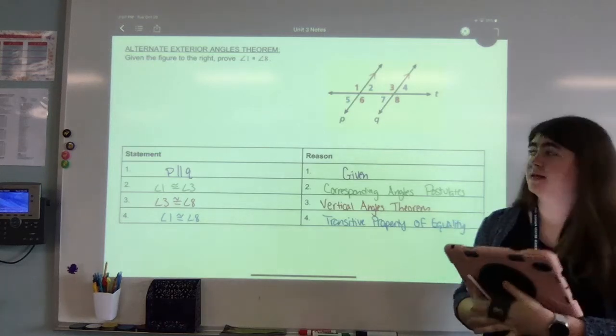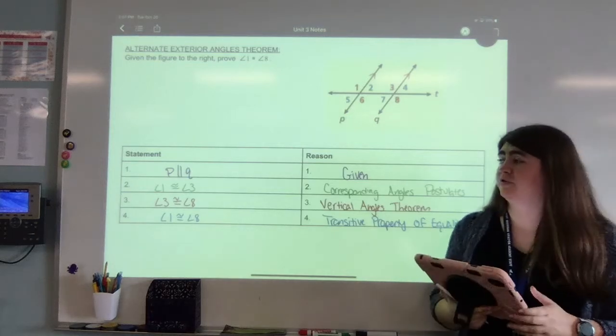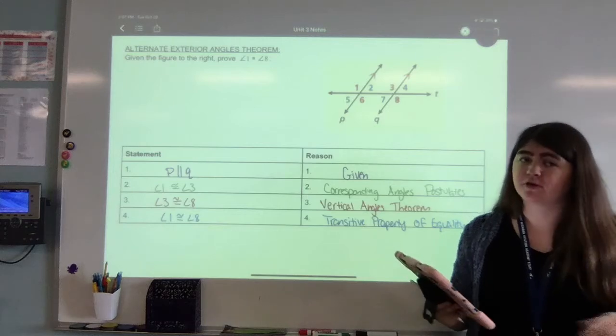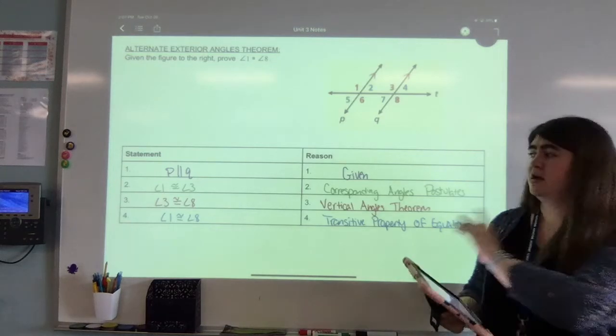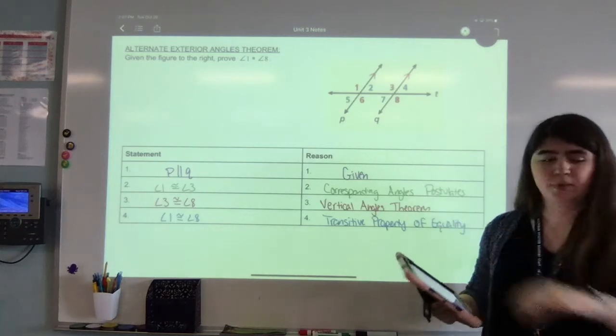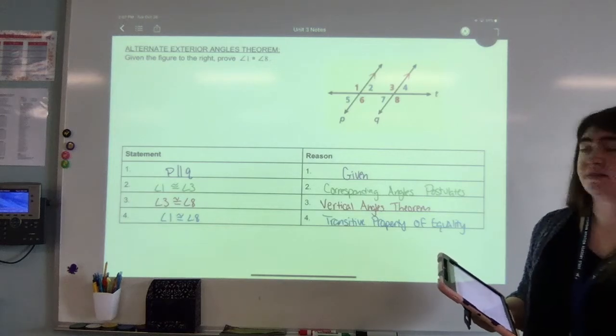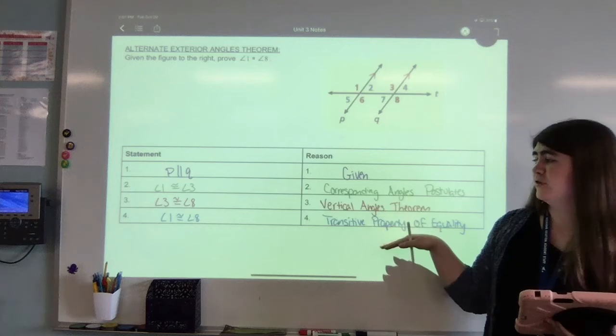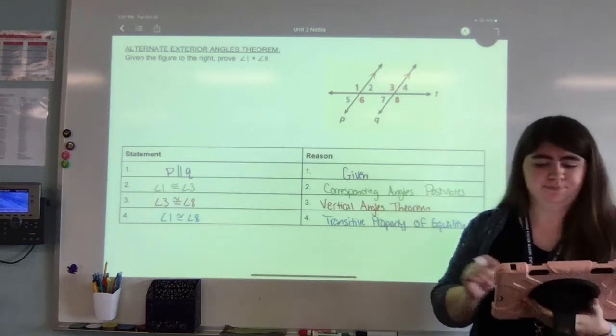Alright, so that's the alternate exterior angles theorem. So now that we've proven this, we can use it. Unless, of course, you're trying to prove this, in which case this should be your proof. Alright, at least for this class. In some future classes, you might be asked to specify a few things a little bit more in detail.